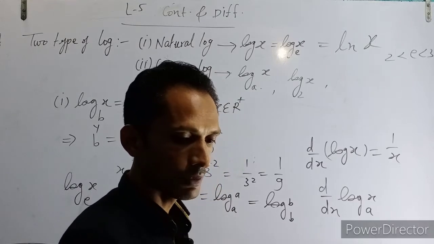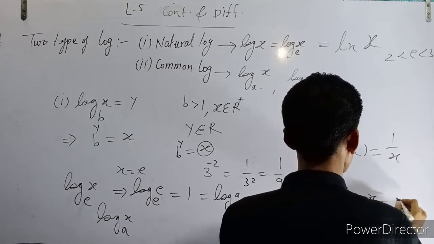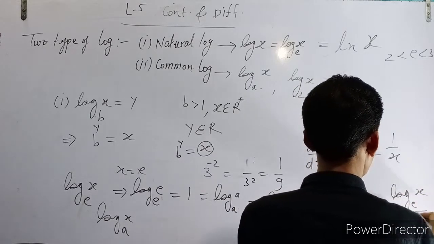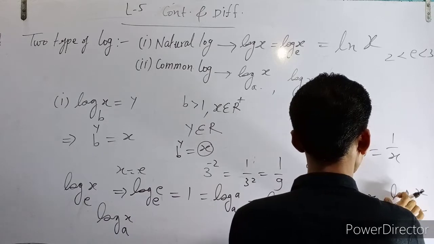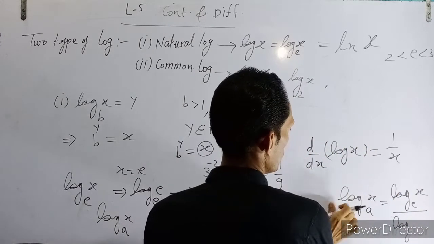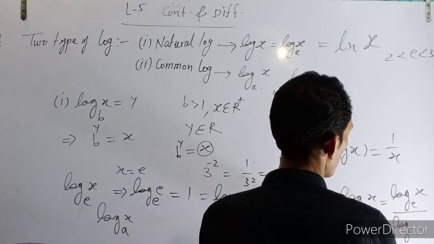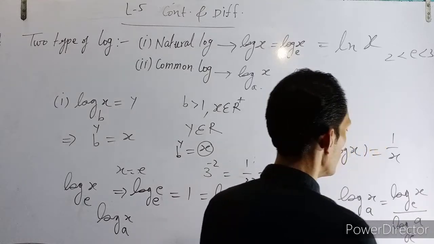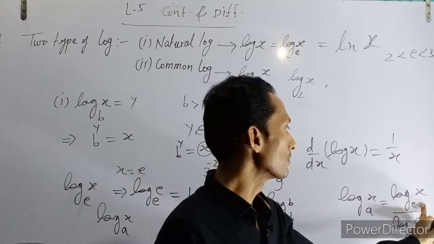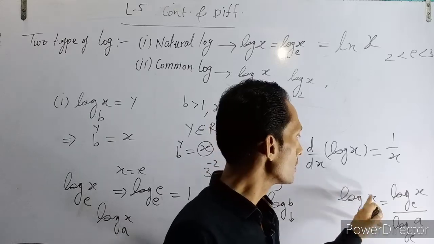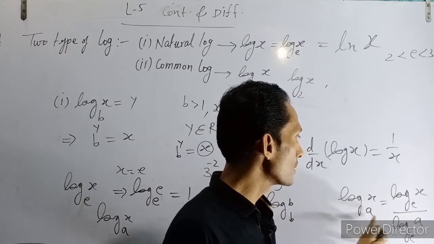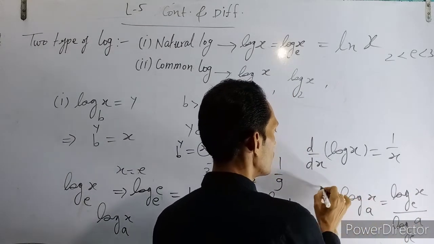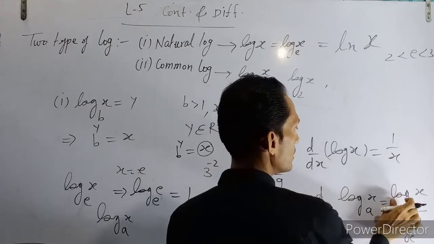For this we have to convert it, so log x base a can be written as log x upon log a. We can convert the base a to e by dividing, log x upon log a with base e. Now you can differentiate this one. How can we find the d/dx? In this way you can find it.